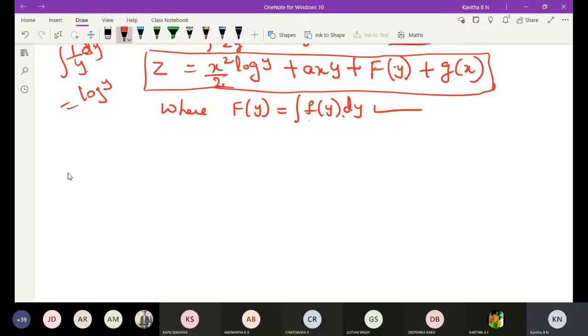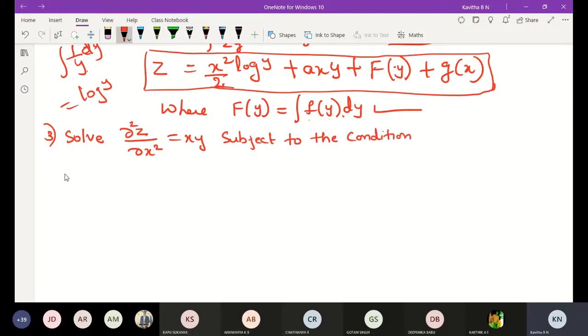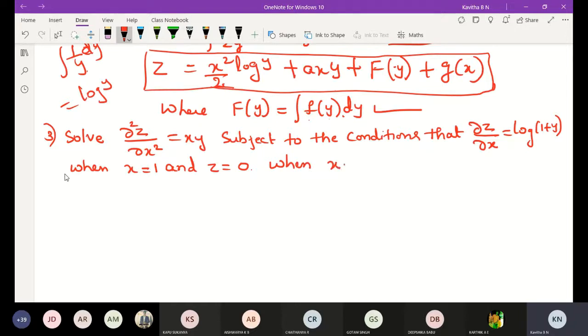Then take down the next problem. Solve del square z by del x square is equal to xy, subject to the conditions that del z by del x is equal to log of 1 plus y when x is equal to 1, and z is equal to 0 when x is equal to 0.